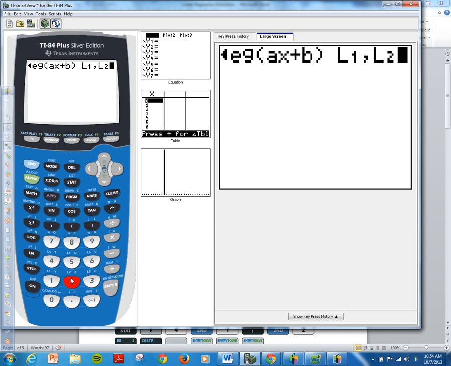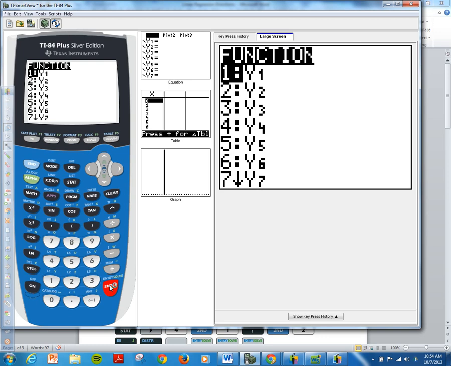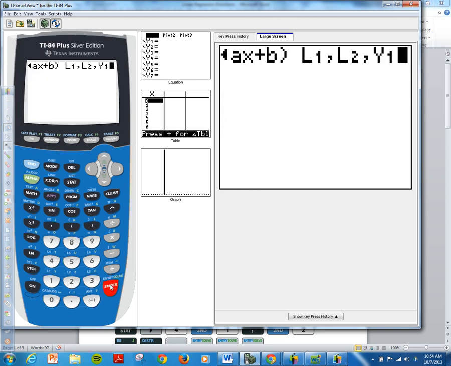This is how you do it. So if you have the calculator that looks like this, you need another comma. So for those of you that have the list where it says store regression equation, you want to do this. So vars, y vars, function, y1. So you go vars, y vars, function, y1. Vars, y vars, function. You can always go second.